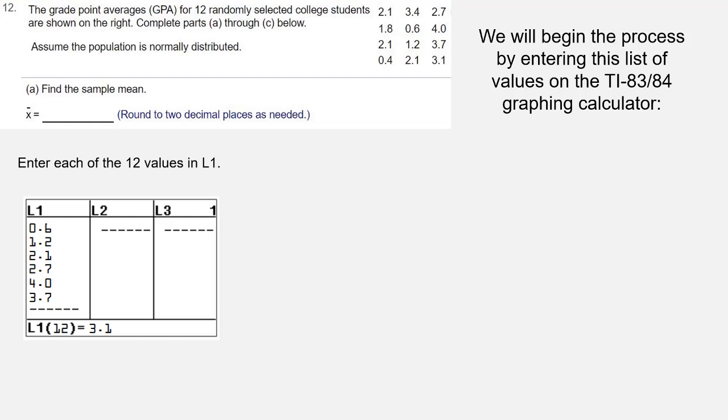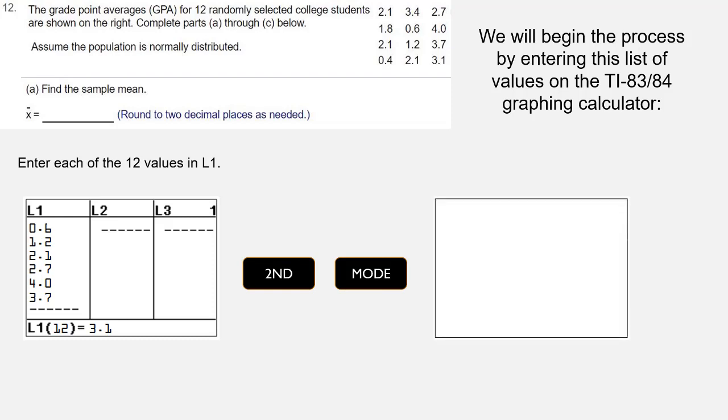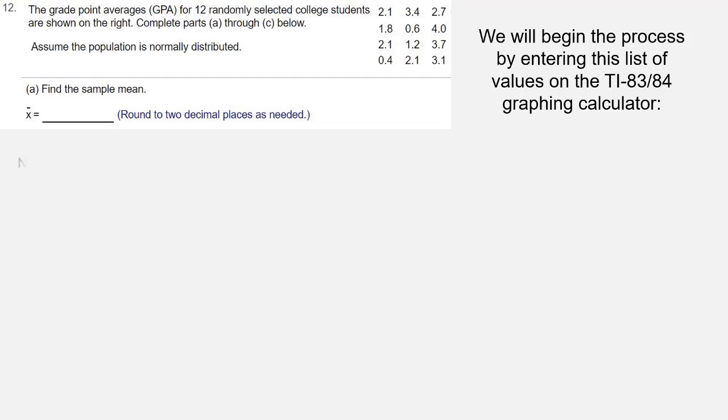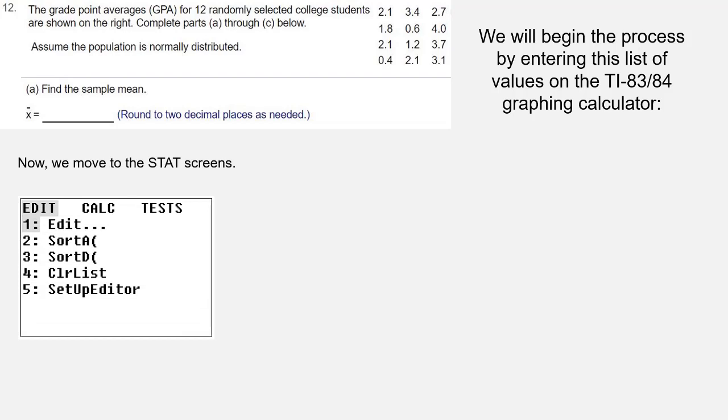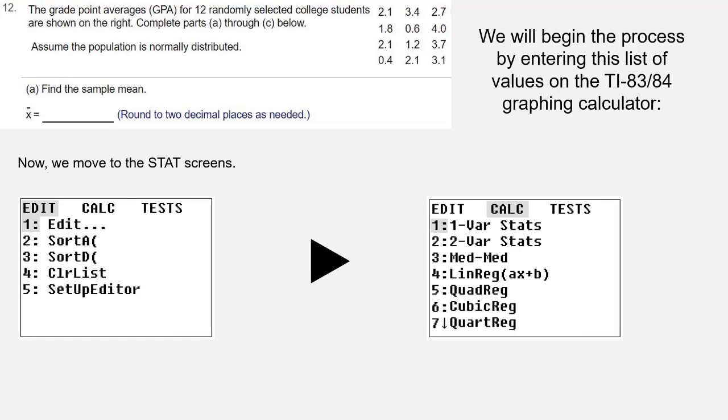Now, once you need to do your calculations, you have to exit back to your home screen. So we hit Second, and then the Mode button, and that should take you back to your home screen. It might be blank, it might have other calculations on it, but it won't be one of the statistics screens. Then we go back to the Stat menu. That takes us back to the Stat screen that we started on. This time, we move the highlight from Edit at the top over to Calc by pressing the right arrow button. That takes us to this set of commands.